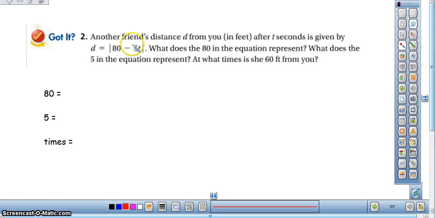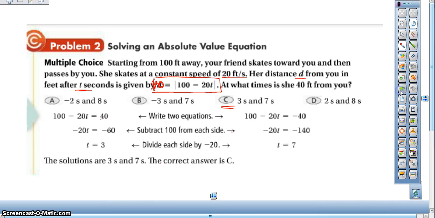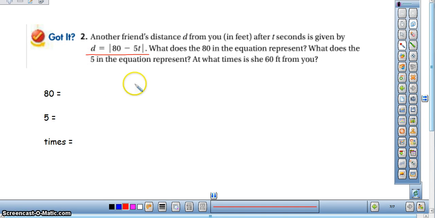As you read this next question, this is the last one that we're looking at. Another friend's distance d from you in feet at t seconds is given as this equation. D is equal to absolute value of 80 minus 5t. The first question, what does the 80 stand for? If we look back at the last example, thinking about that problem, 80 is the number of feet, 80 feet away from you is how far your friend is.